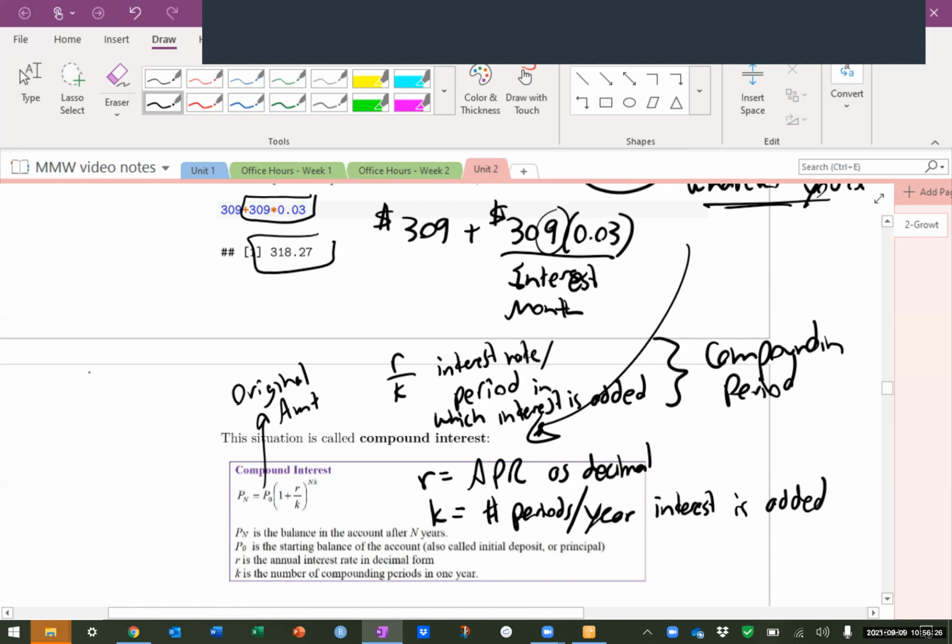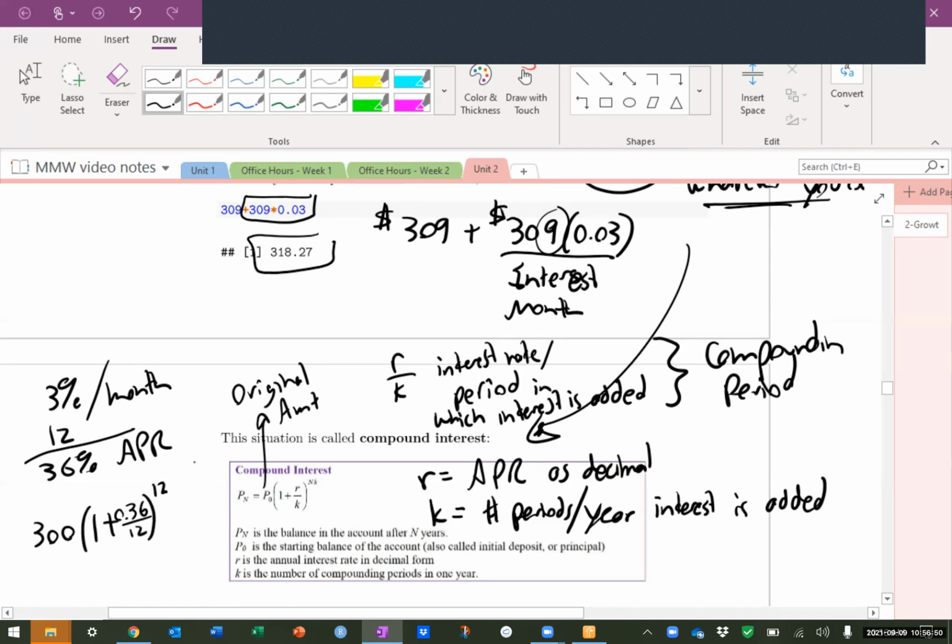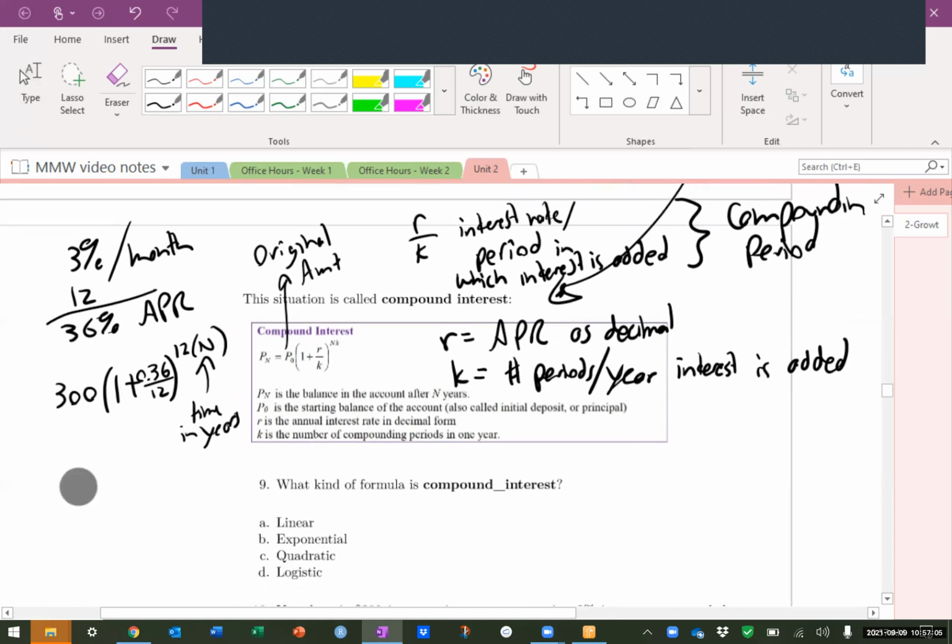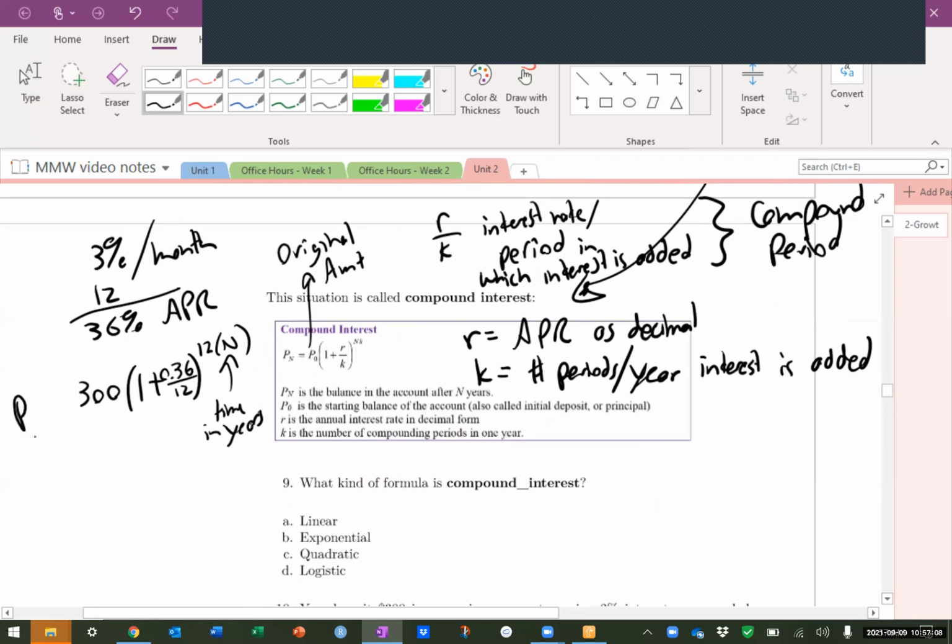We talked about before, with 3% interest per month, that meant it was times 12, 36% APR. So what this formula looks like is 300 times 1 plus 0.36 over 12, to the 12 times n, where n is the number of years. That's how much he owes you after n years.